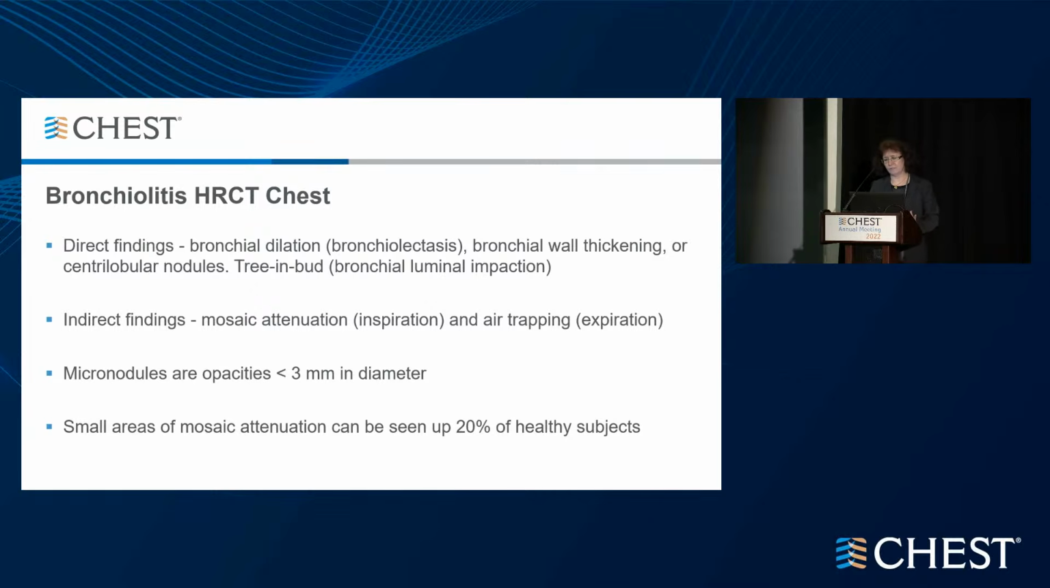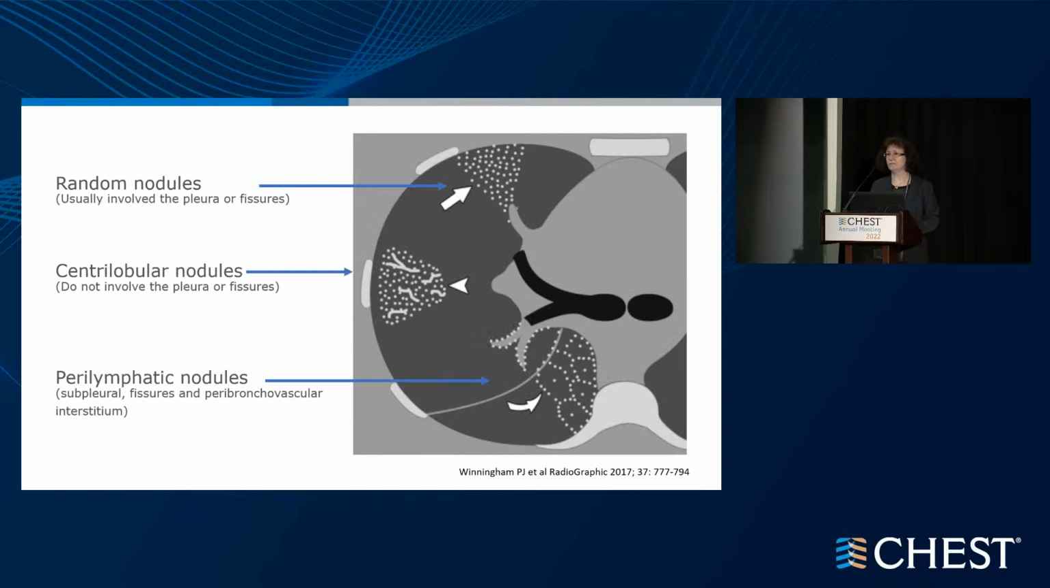The nodules I've described before are less than 3 millimeters, and 20% of the population can have a little bit of mosaic attenuation and be normal. What we are talking about is the centrilobular nodules that you can see in the middle. They don't affect the subpleural space or the lymphatic area.